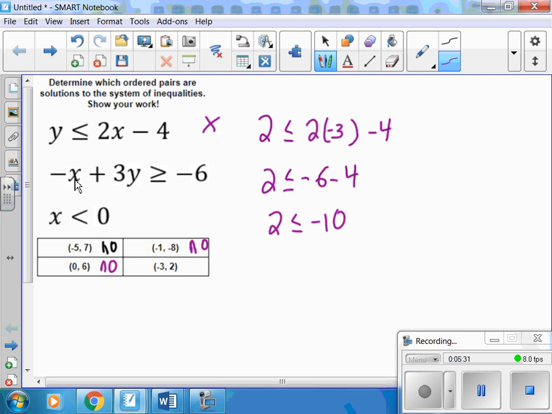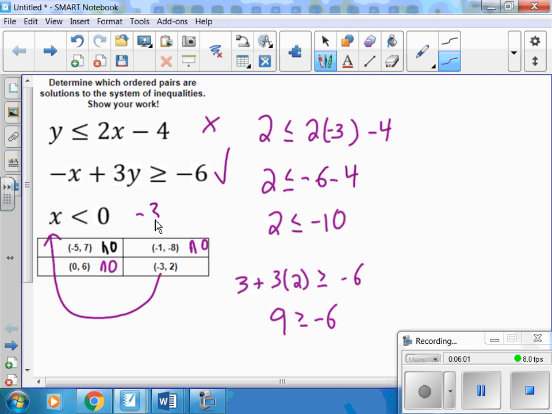We're going to plug negative 3 in for x right here. Negative on the negative 3 makes it a positive 3. And then plus 3 times y. Now y is 2. Greater than or equal to negative 6. 3 times 2 is 6. 6 plus 3 is 9. Is that greater than or equal to negative 6? I would think it is, so that works there. The last one, we're going to take negative 3, which is my x, and plug it in right here. So negative 3, is that less than 0? Negative 3 is less than 0, so it works there. However, negative 3, 2 does not work for everything. So therefore, this is no. Everything would be no.